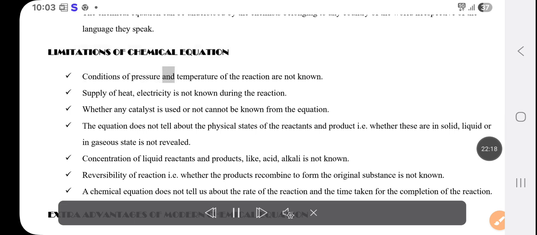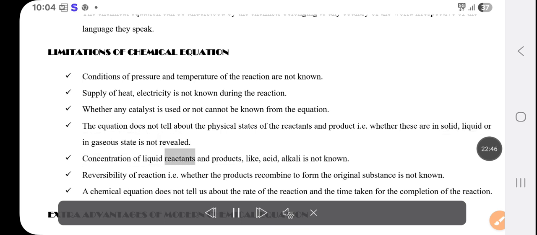Conditions of pressure and temperature of the reaction are not known. Supply of heat or electricity during the reaction is not known. Whether any catalyst is used or not cannot be known from the equation. The equation does not tell about the physical states of the reactants and products, i.e., whether they are in solid, liquid, or gaseous state is not revealed.